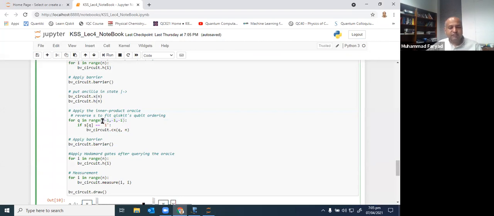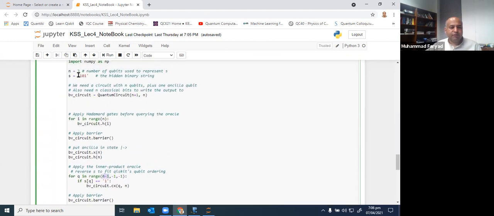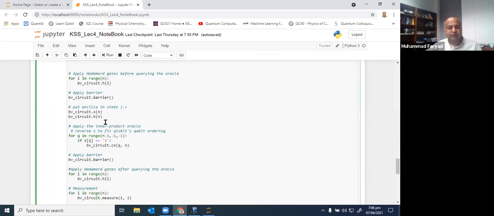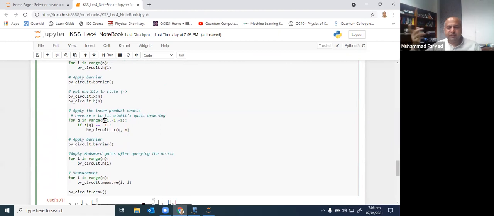So anyway, in this case, I'm going from n minus 1 with a step of minus 1. So we're starting from the last qubit to the first one. If we want to correspond this 1 to qubit 0 and the last one to the last qubit, you can also sweep in the direct way, but then you will have to think that the ordering is in the reverse way.